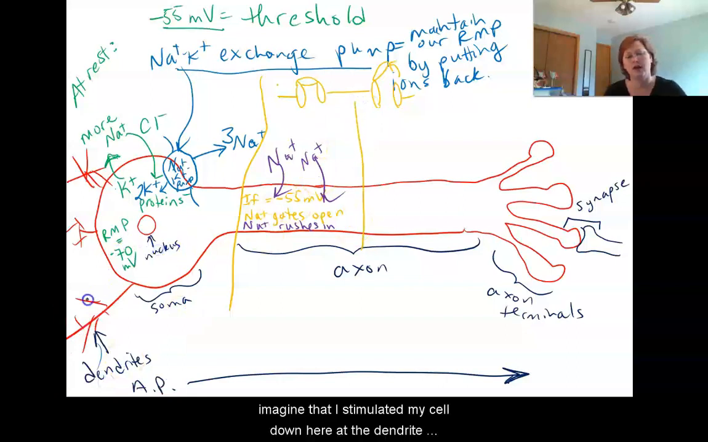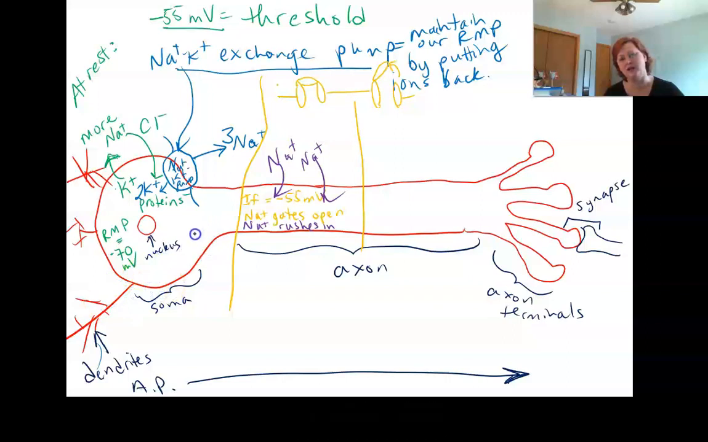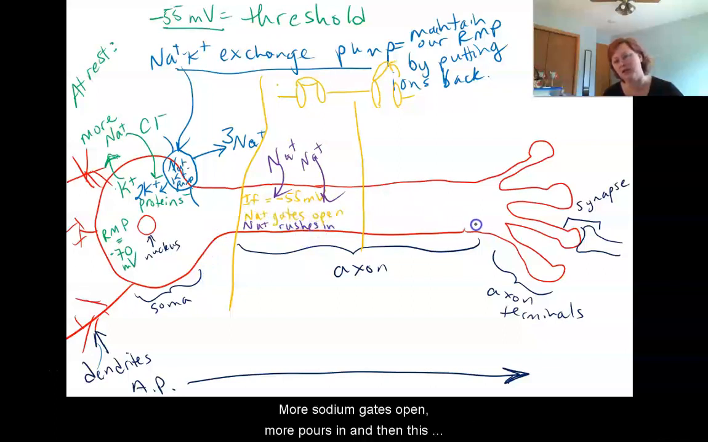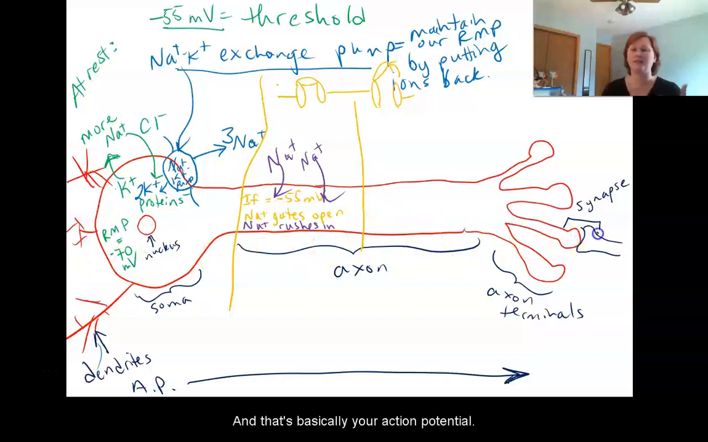Now, imagine that I've stimulated my cell down here at the dendrite, and I get an action potential. I get sodium rushing in. Sodium rushes in here, and then it diffuses down a little ways and makes this part of the membrane come to threshold. So then more sodium channels open, more sodium pours in and diffuses down, and now this part comes to threshold. More sodium gates open, more pours in, and then this part comes to threshold, and so on. So we get a wave traveling down this neuron. And that's basically your action potential.